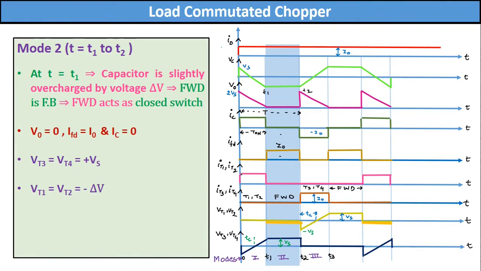As thyristors 1 and 2 are in the non-conducting state, that means they are in the reverse bias condition. The current through these thyristors will be equal to 0, and the current through the T3 and T4 thyristors will also be equal to 0. Even though they are in the forward bias condition, they are not in conducting state. Now the voltage across the T3 and T4 thyristors will be equal to plus Vs as we have studied here, and the voltage across the T1 and T2 thyristors will be equal to minus del V. So this is all about the second mode of operation.